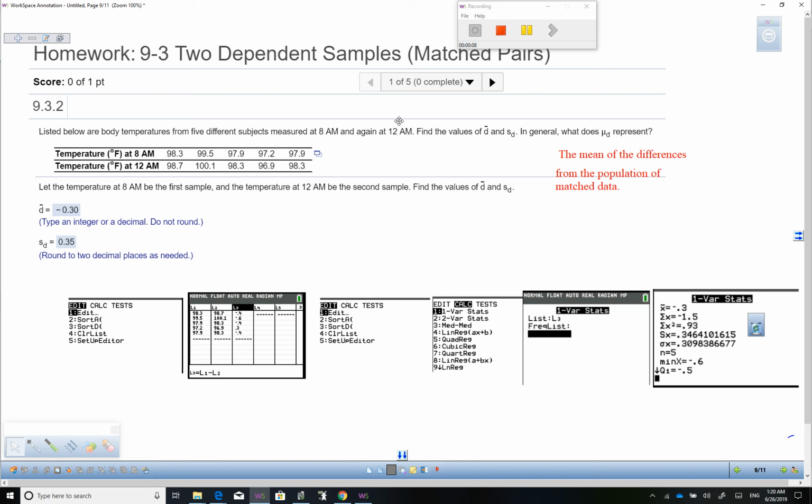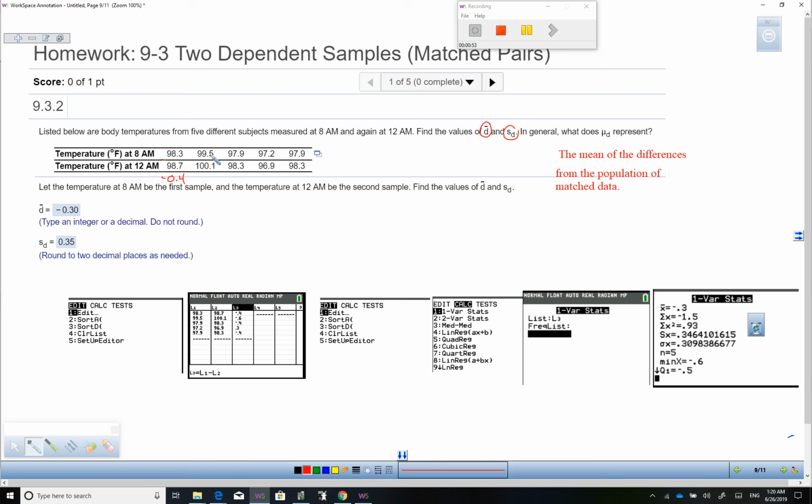Okay, for this problem, first part, they want you to find the values of d bar and the standard deviation of the differences. Basically, what they want you to do is find the difference between 98.3 and 98.7. Sorry. So when you subtract these numbers, the difference is going to be a negative 0.4.